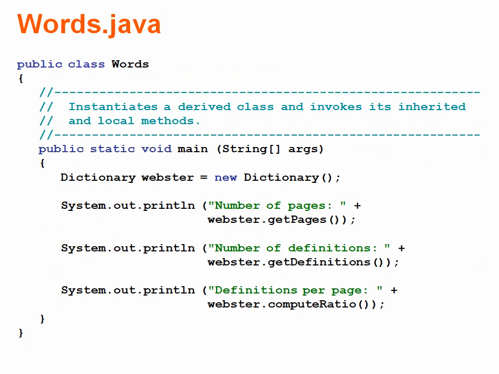Next, we have another example where we have a class Words. Inside Words, I am creating an object of the Dictionary class and printing all the methods or all the required fields. Okay.